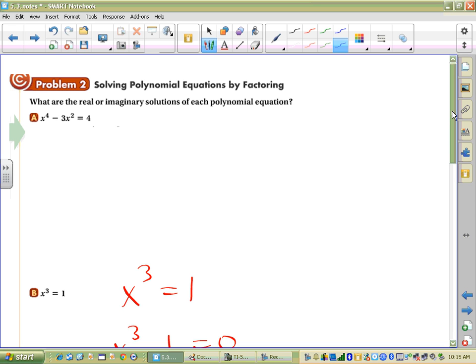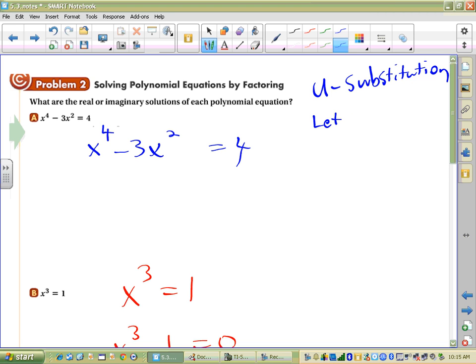Part A here. This one's weird. This one's new. x to the 4th minus 3x squared equals 4. I like to think of this as a u substitution. There is a magic trick on these. It's not magic, it's just a little substitution. A u substitution. Let u equal x squared. What that's going to mean then is we've really got u squared minus 3u minus 4 equals 0.